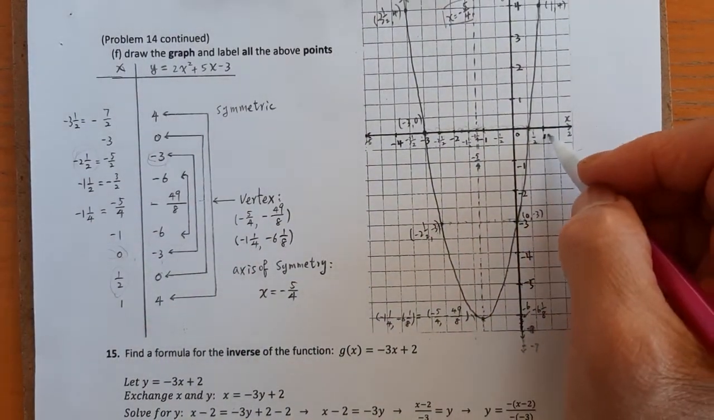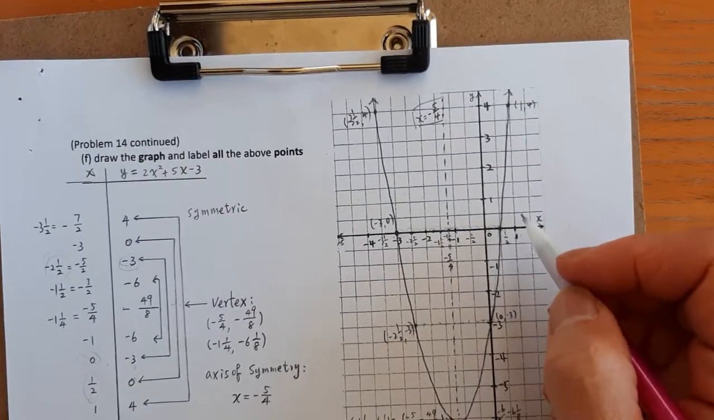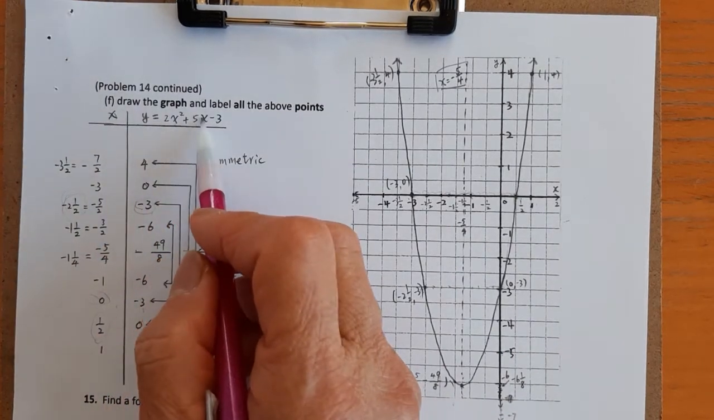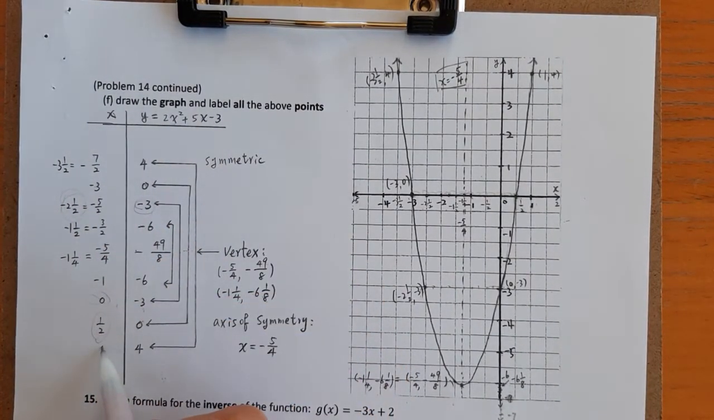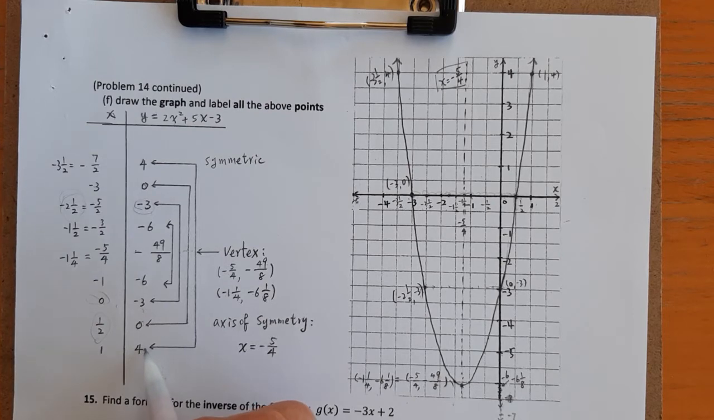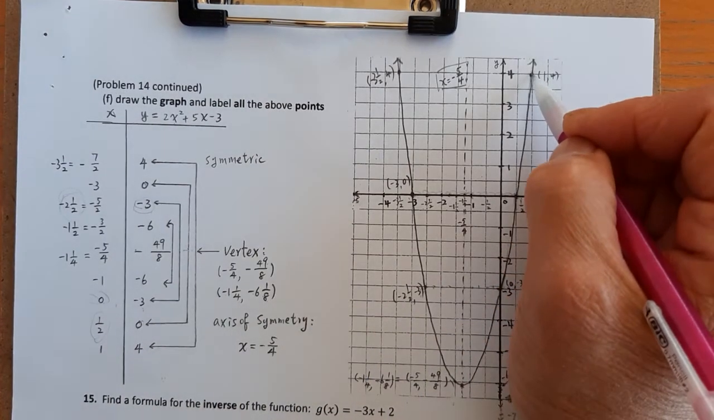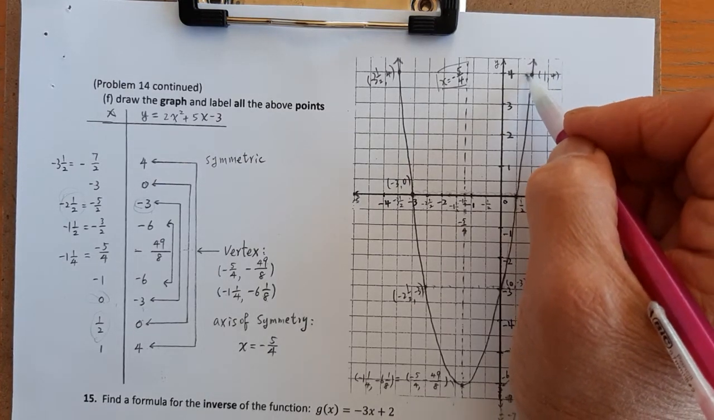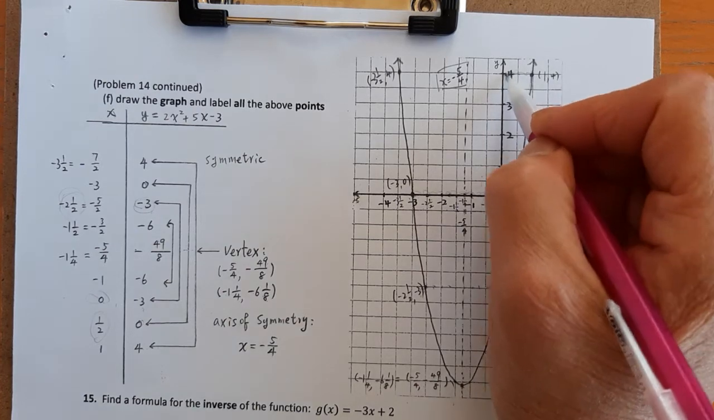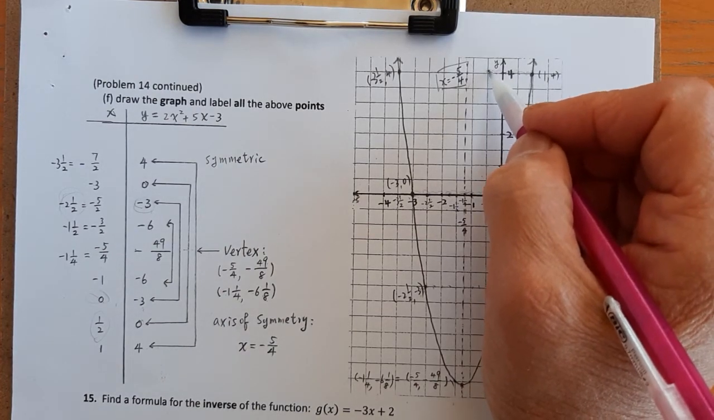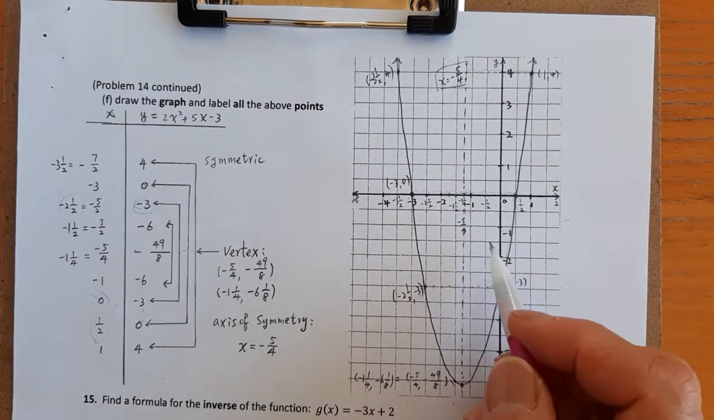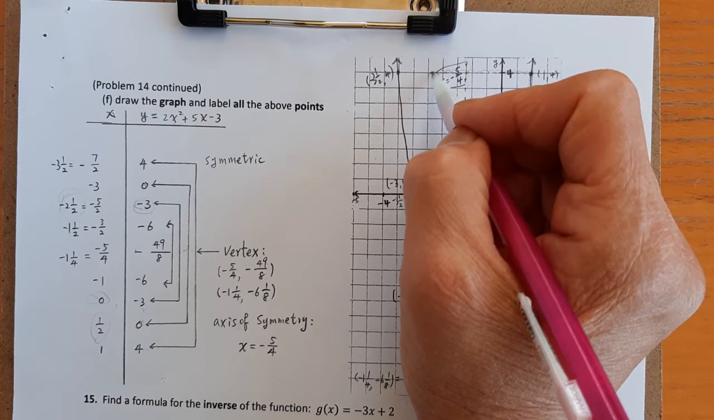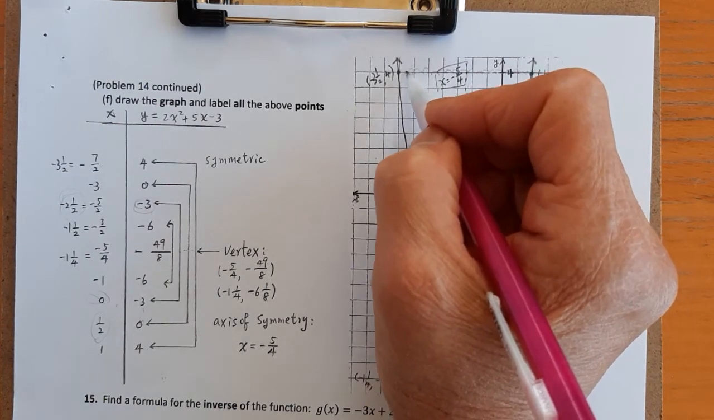And then you can find one more point. Let x equal 1. Plug it in, you can get 4. And the symmetric. So when x is 1, y is 4. And you can go 1, 2, 3, 4, 5, 6, 7, 8, 9 over 4. To the left, 9/4, 1, 2, 3, 4, 5, 6, 7, 8, 9/4.